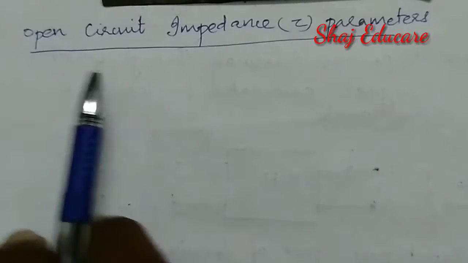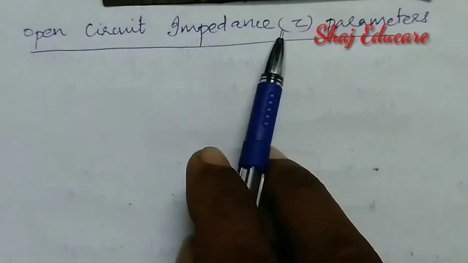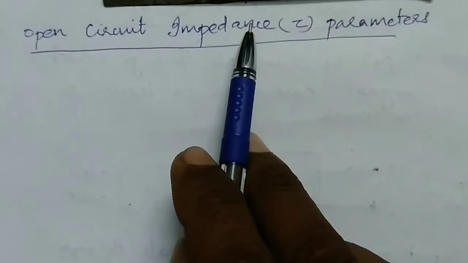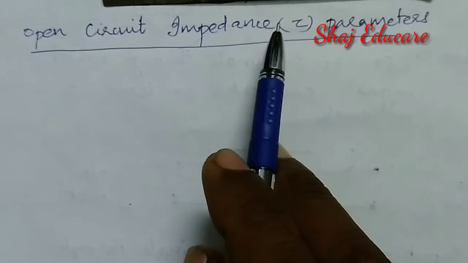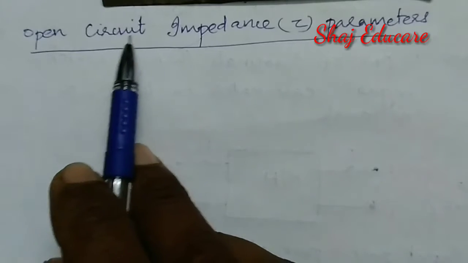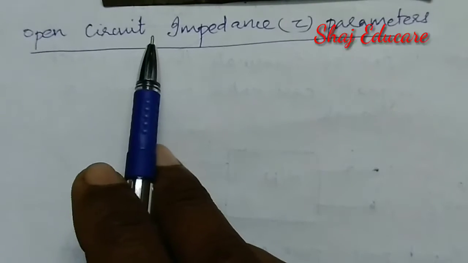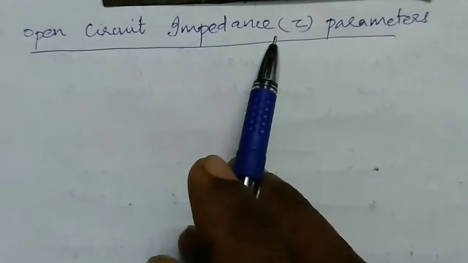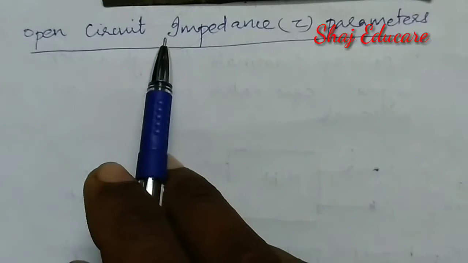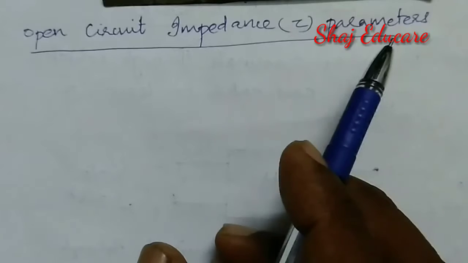Okay, now let us discuss a new topic: open circuit impedance parameters. Impedance parameters are represented using Z, and you might have a doubt regarding the term open circuit. Why the name open circuit here? It's because the impedance parameters can be found only by making the circuit open circuit. That's why the name open circuit impedance parameters.